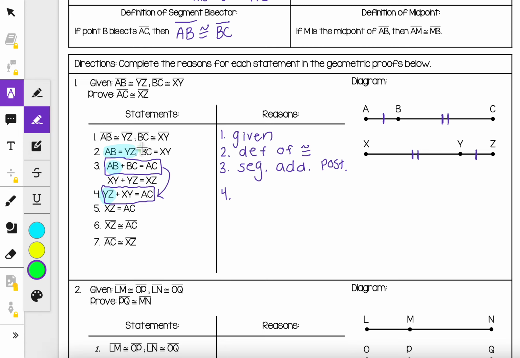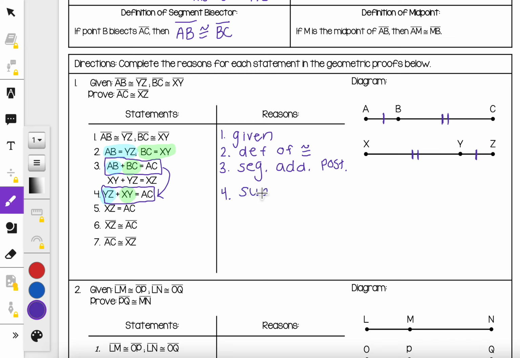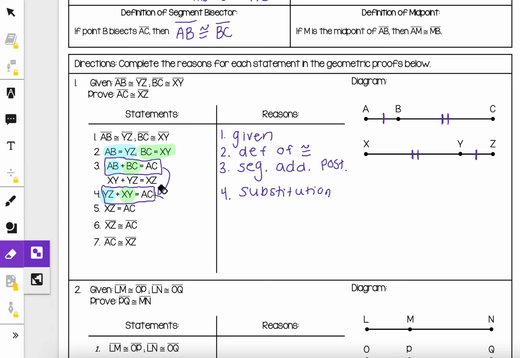Now, I know that BC equals XY. So where I see BC, I'm going to do the same thing. I'm going to substitute in XY. All right. Now, I don't know anything about AC, so I'm going to leave AC as is. All right. So between step 3 and 4, I used substitution. Now, I'm going to erase those boxes there.